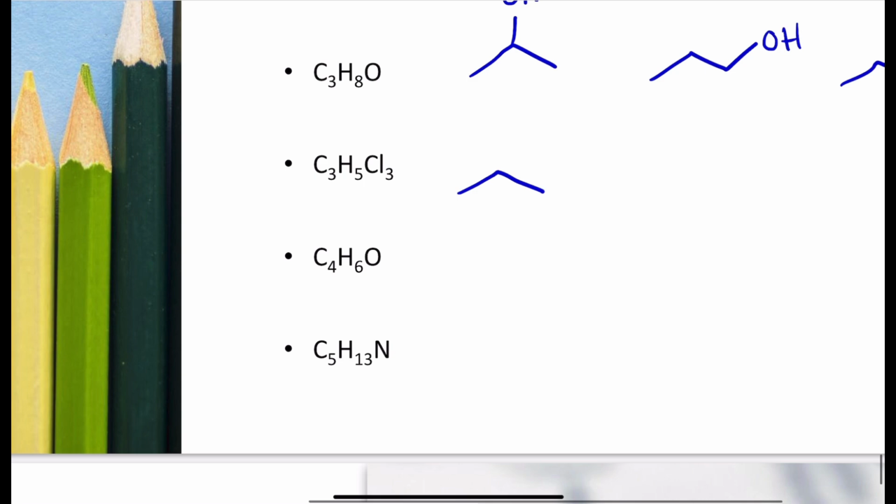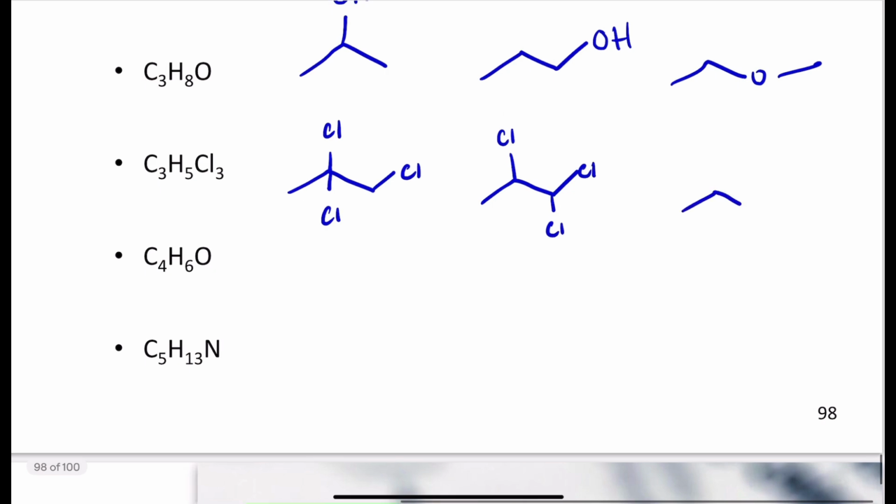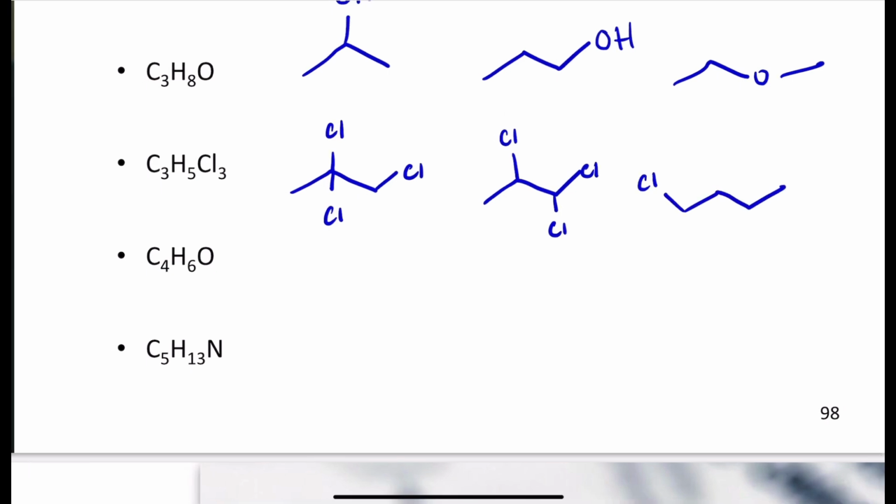C3H5Cl3. Got 3. Let's see. Cl, Cl, Cl. 1, 2, 3. Cl, Cl, Cl. 2, 3, 4. 1, 2, 3. Yes. 1, 2, 3, 4, 5. That would do it. Cl, Cl, Cl. That would do it. That would do it.